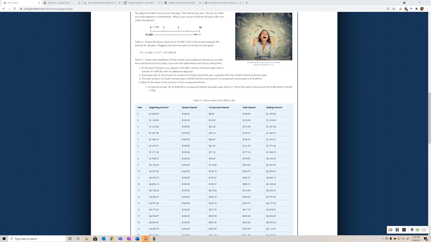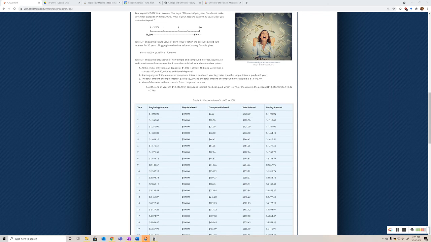Right, so let's look at year 1. Our beginning amount was $1,000. We started with $1,000 in the account. They're going to credit us $100 in simple interest. There is no compound interest because we're not earning interest on interest yet. And so our total interest earned is $100 and our ending account balance is $1,100.